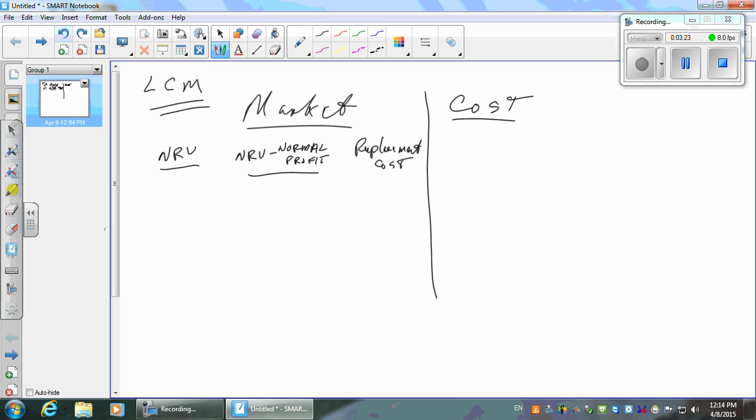And we're going to take the one of those three, net realizable value, net realizable value minus normal profit, and replacement cost, that's in the middle, right? And that's going to be our estimate of market, and then we'll compare it to the cost, okay? And we'll just do it over and over, okay? So let's do it with a couple of these. Take item D, for instance. What do we know about D?